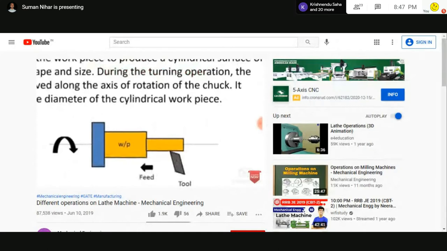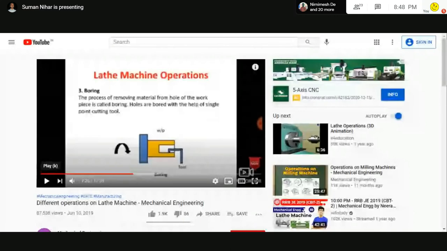This operation on the axis of the spindle is called boring. In this video you have seen the first operation, that was facing. So you already know what the facing operation is. Second operation is turning. In case of turning, you have seen that the excess material is removed in the form of chips from the circumferential area of the cylindrical job. Now it is boring. This boring operation is being performed in a hole. Basically, holes are bored with the help of a single point cutting tool.